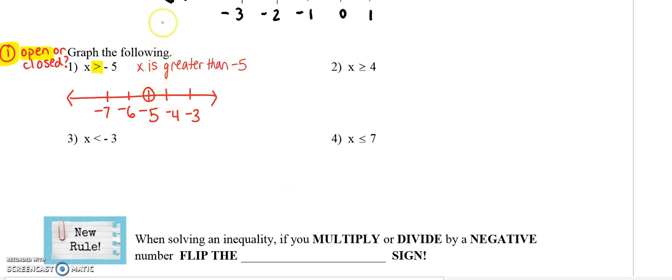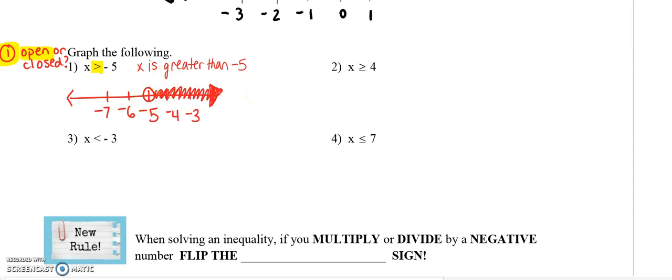So greater than should always be shaded to the right side because that's where numbers get bigger if we move to the right. So to shade that, I'm just going to draw some shaded lines. And then we can't do this forever, right? So at some point we just have to kind of finish it off with an arrow. And this graph represents all the numbers that are greater than -5. Open circle means not -5, but everything bigger.